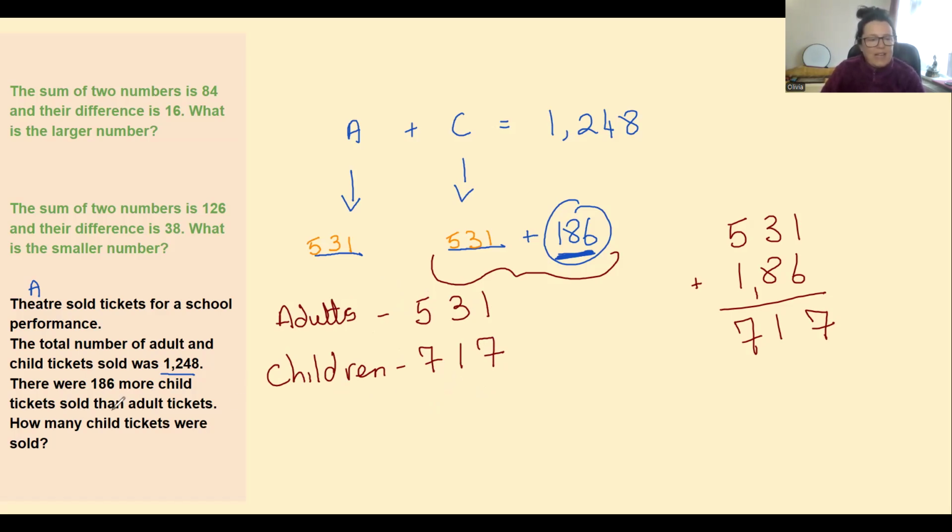And what exactly is the question? How many child tickets were sold? So the answer is 717. So well done if you got that. And if you didn't, well done for trying. And have a look at the video again to see where you went wrong. Okay, well done.